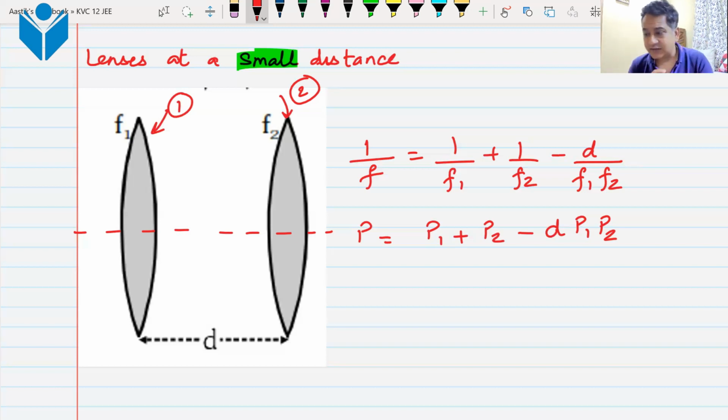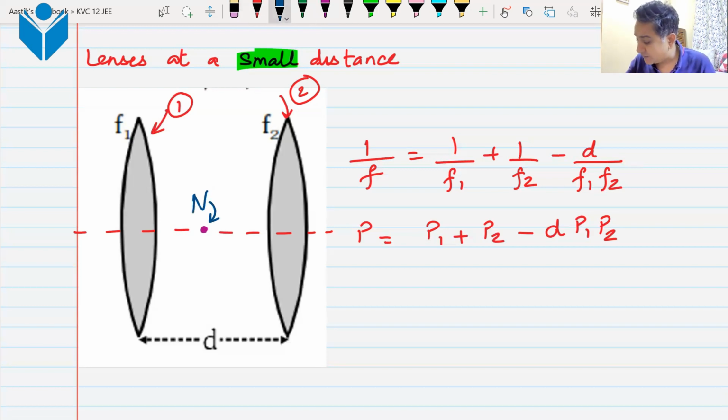But when the two lenses are at a distance d apart, then they might also ask you, where is this new lens that you have created? Where are you going to put that new lens? So, they might also ask you, what is the position of this new lens? Let me not write it as P because P is used everywhere. Let me write this as N, the position of the new lens.